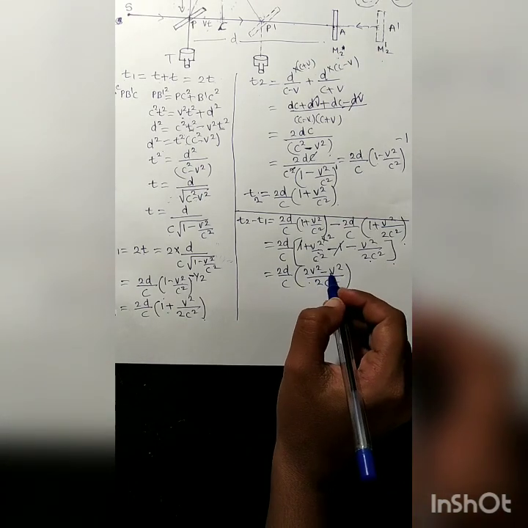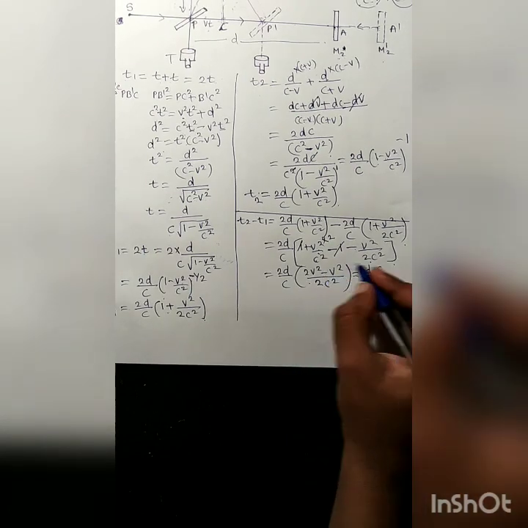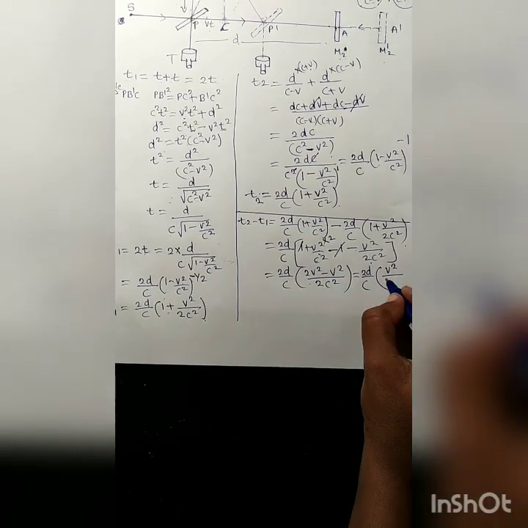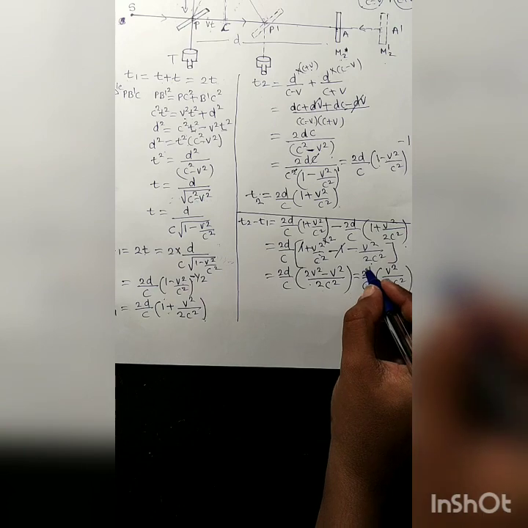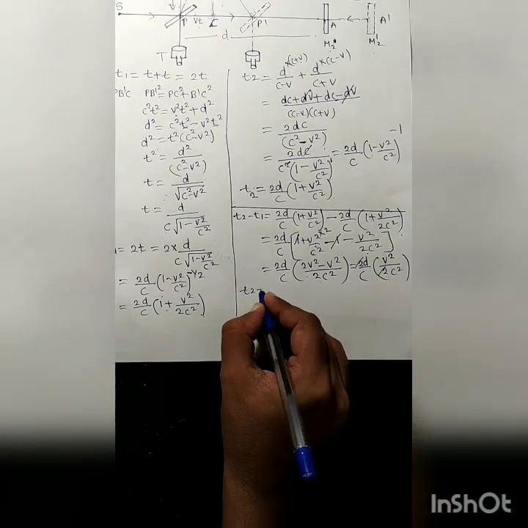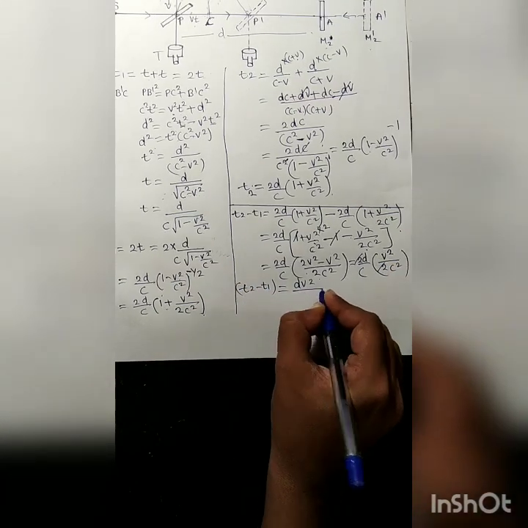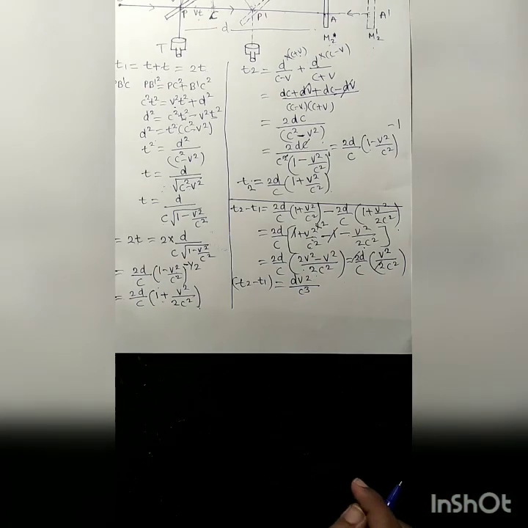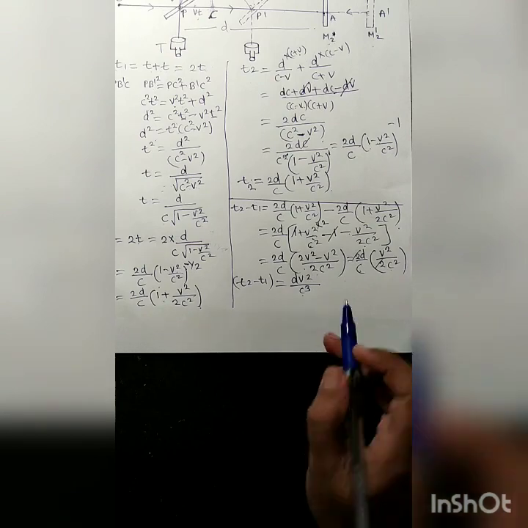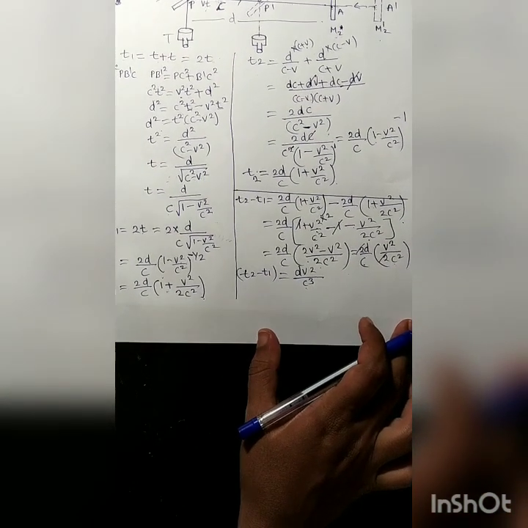So from the LCM we got this value, which is equal to 2d by c into the bracket 2v square minus v square, which becomes v square divided by 2c square. Here the 2 gets cancelled, and the time difference you are getting is equal to dv square divided by c cube, because c into c square becomes c cube. This is the time difference we got.